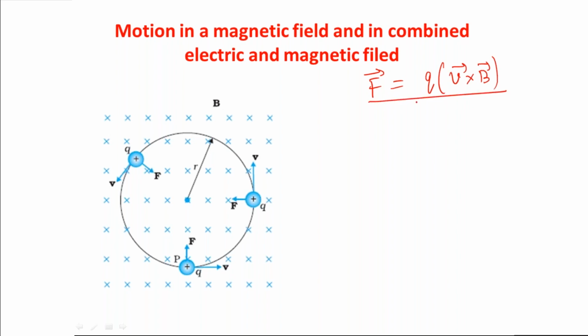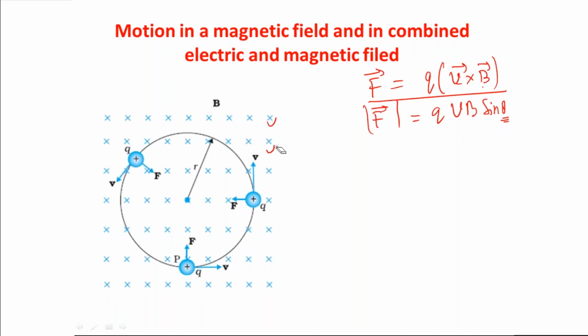Okay, if I want to get the magnitude, I'll get q v b sine theta. So this angle is the angle between v and b. Okay, so now look, if a charged particle enters a region, here these are the crosses. These crosses mean in this region the magnetic field is going into the paper. Here in this screen, suppose the magnetic field is going into the screen. So this cross means that.